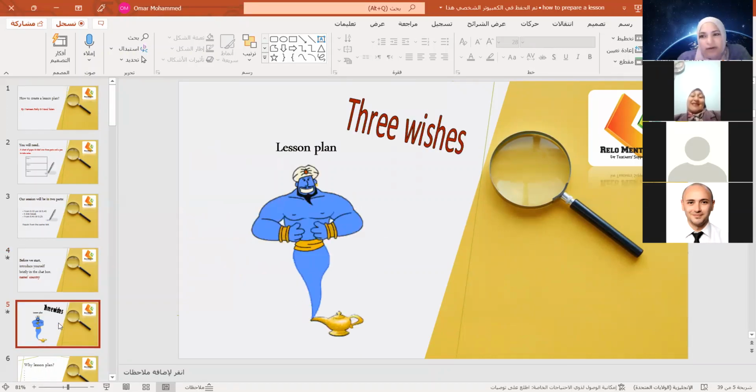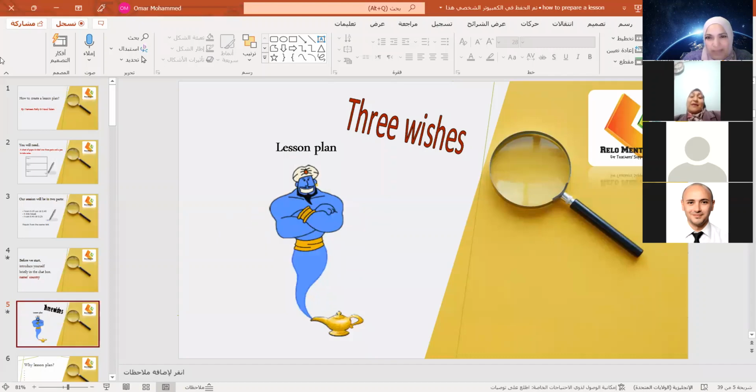As a starter or an icebreaker or a warmer, I would like you to look at this slide. If the lesson plan is a journey and you are granted 3 wishes from a lesson plan, what would these 3 wishes be? Would you like to share with us? What would these 3 wishes be?